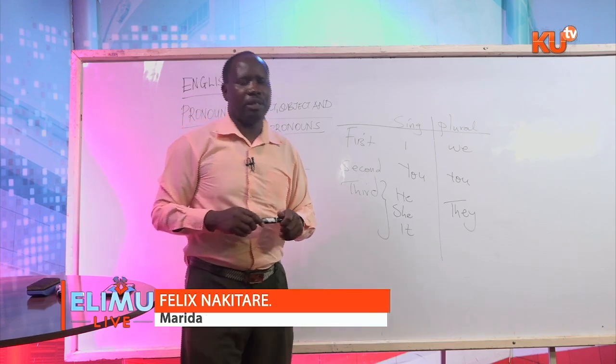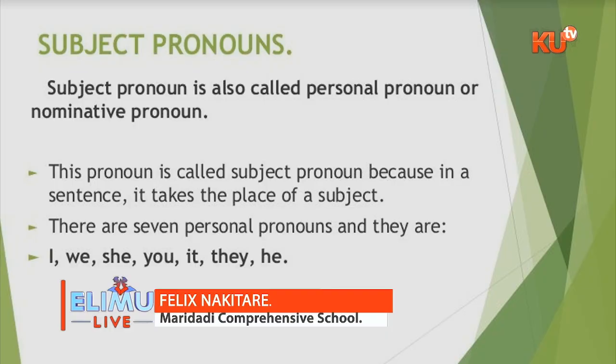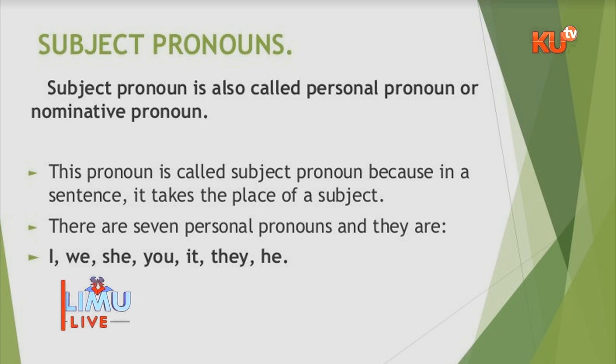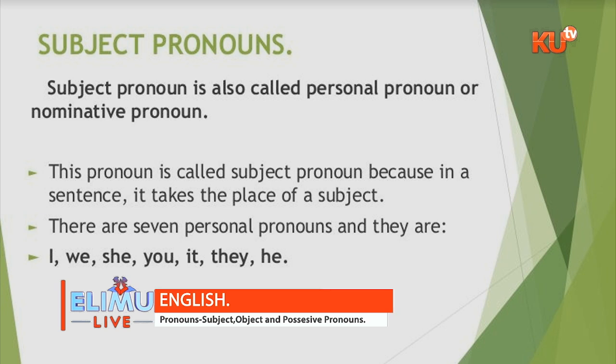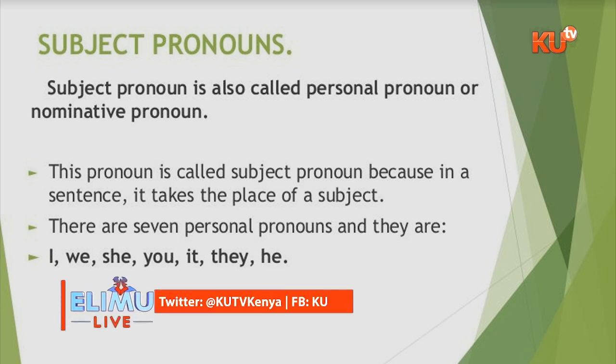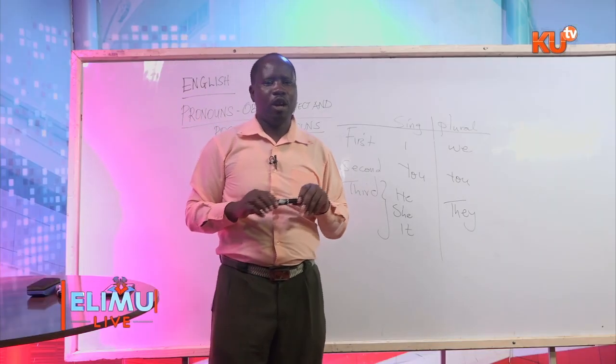Examples of subject pronouns, or personal pronouns, or subjective pronouns, or nominative pronouns, are 7 in number. The personal pronouns or subject pronouns are I, we, she, you, it, they, and he. They are 7 in number. I, we, she, you, it, they, and he. As you can see on the screen, those are the 7 personal pronouns.